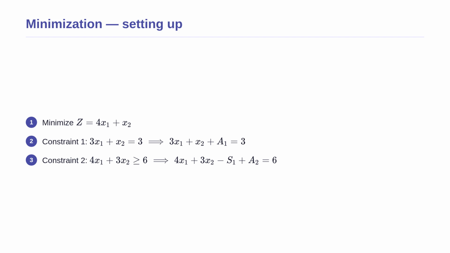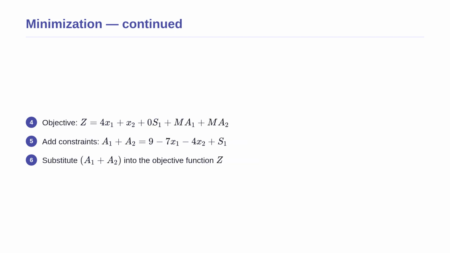The second constraint is a greater than inequality, requiring a minimum of 6 units. Just like before, we subtract a surplus variable s1 and then add a second artificial variable a2. This ensures both constraints have a valid starting variable for the initial mathematical matrix.